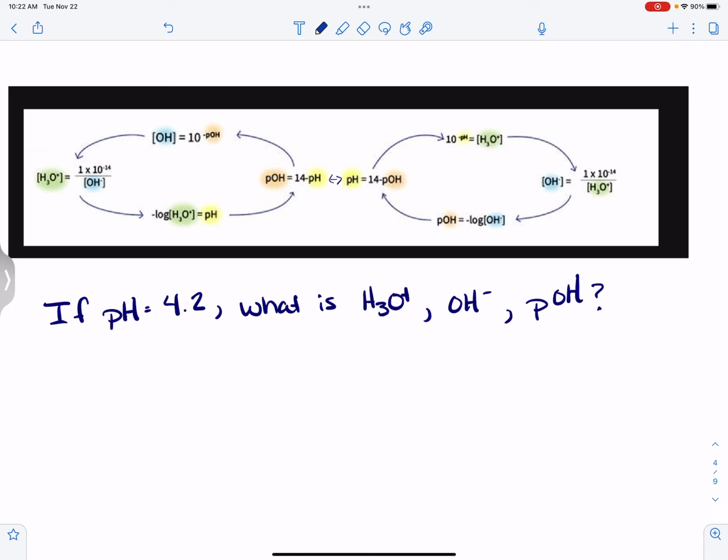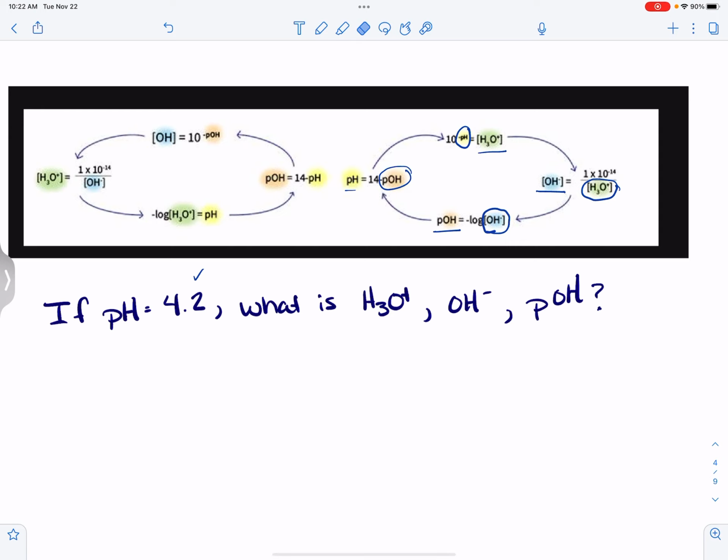I just want to point out that if you have the pH, which is what this one starts with, you can calculate the H3O plus. If you have the H3O plus, you can calculate the OH. If you have the OH, you can calculate the pOH. And I know we started with the pH, but if you have the pOH, you can work your way back around to the pH.